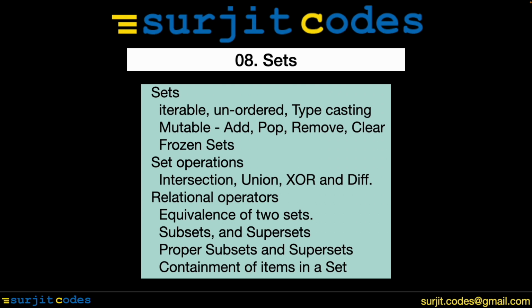In this session, we will discuss the set data type, which is iterable but unordered. We can typecast a list to a set. Sets are mutable, and we will discuss add, pop, remove items of a set and how to clear a set. We will also discuss frozen sets and also intersection, union, XOR and difference of sets. We will learn about relational operators for equivalence of two sets, subsets and supersets, and about proper subsets and proper supersets. We will also discuss containment of an item in a set.